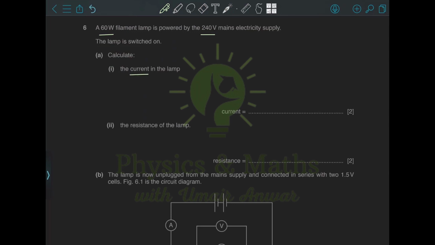And there is a formula which joins all these three quantities, and it is the basic formula of electric power. That power is the product of voltage and current. So 60 is equal to 240 times current, and current is going to be equal to 60 divided by 240, which would give us an answer of 0.25 amperes over here.